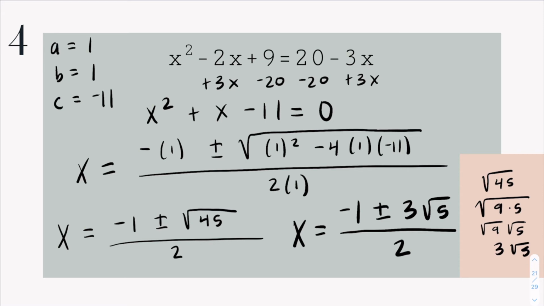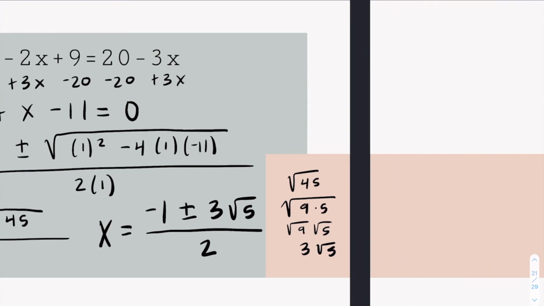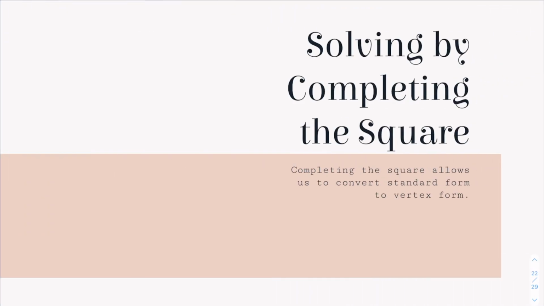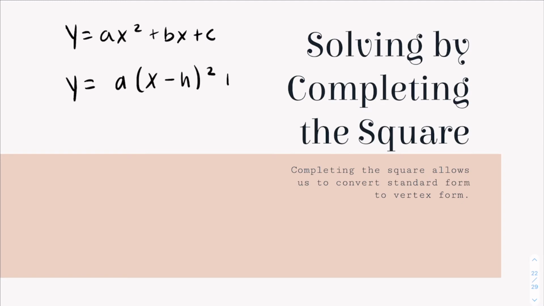The last way we're going to look at solving is by completing the square. Completing the square is a method that allows us to convert standard form to vertex form. Just a reminder, here is our standard form, and here is our vertex form, where we can take the vertex to be the coordinates (h, k).